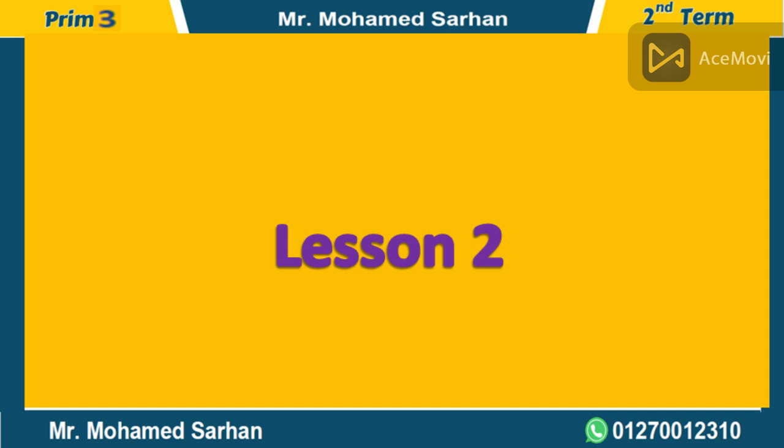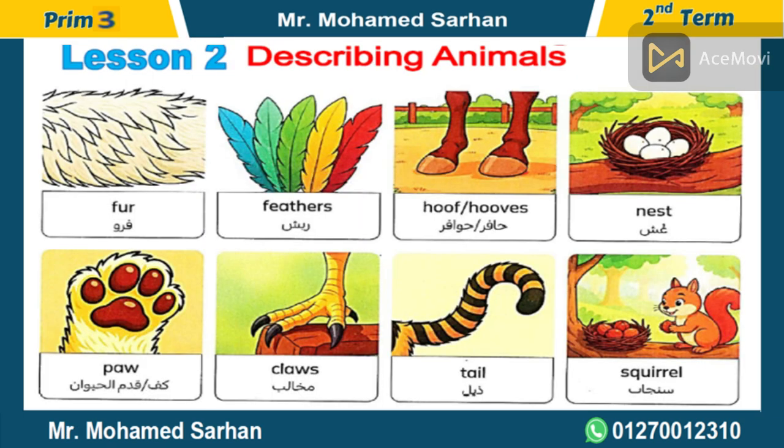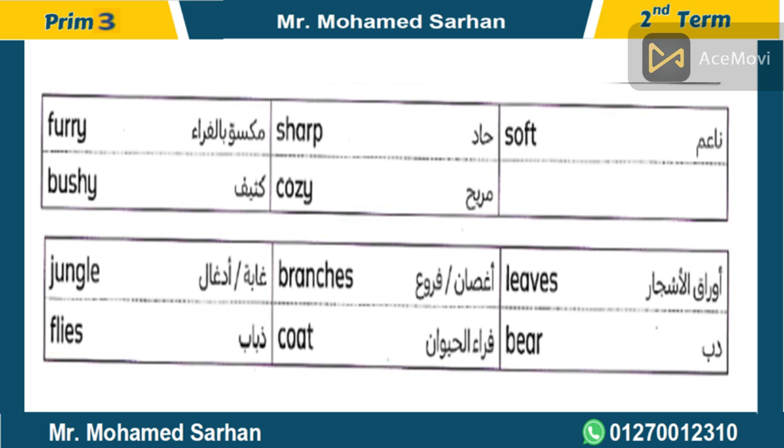Lesson 2. Describing animals. Fur, feathers, hoof, hooves, nest, paw, claws, tail, squirrel, funny.